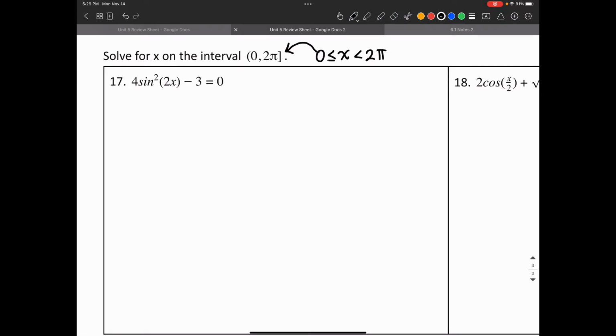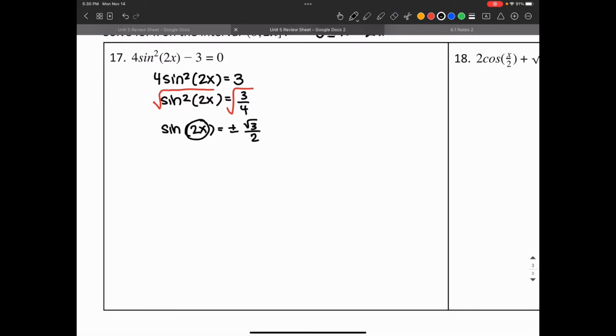So first thing I'm going to do is add 3 on both sides to get 4 sine squared of 2x is equal to 3. Then I'm going to divide both sides by 4 so that I get sine squared of 2x is equal to 3/4. And then I'm going to take the square root of both sides because I want to get one trig function by itself. And so I'll have sine of 2x is equal to plus or minus the square root of 3 over the square root of 4, which is 2.